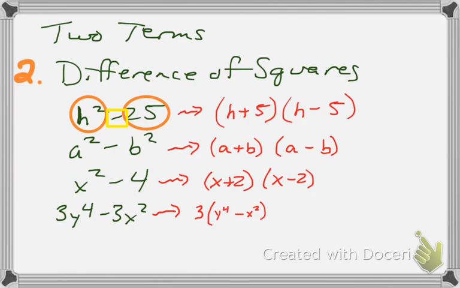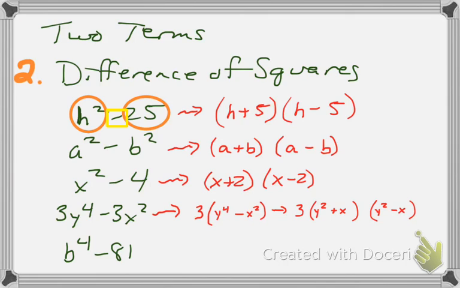Then I have difference of two squares. And the parentheses would then break down. To take the square root of a variable to a power, you just take half of the power. So that would break down into y squared plus x, y squared minus x. Okay, you try that one.